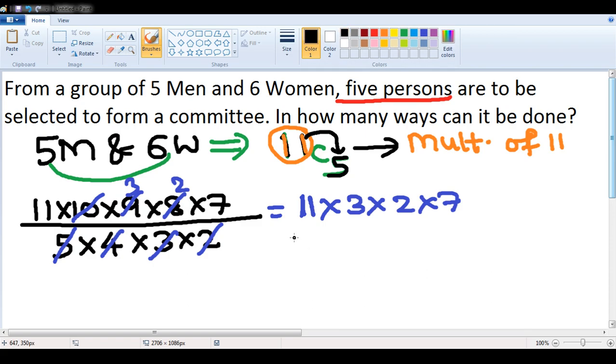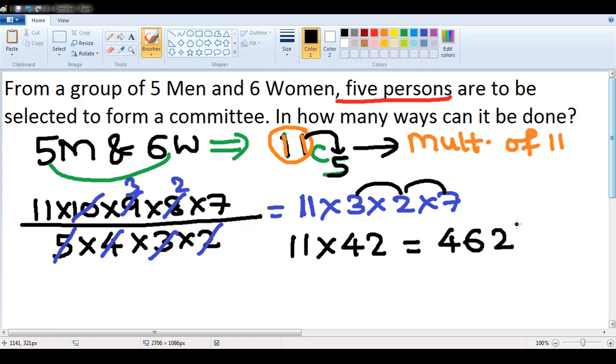Can I say that 11 into 6 into 7? 6 into 7 is 42, right? So the answer is 42 into 11. 42 into 10 is 420. 42 into another one is 42. For 420, add 42. Answer is 462, right? Now see here. Because the correct answer is 462, definitely 462 will also be one of your answer options.